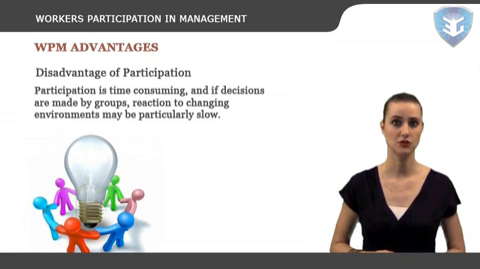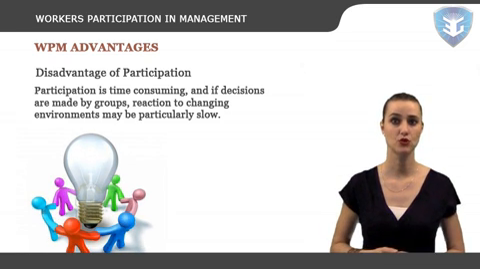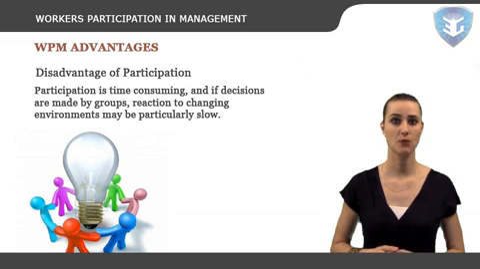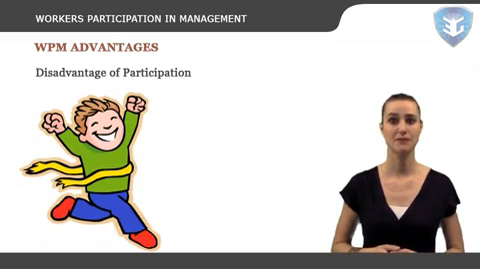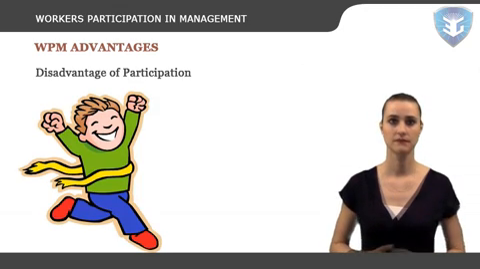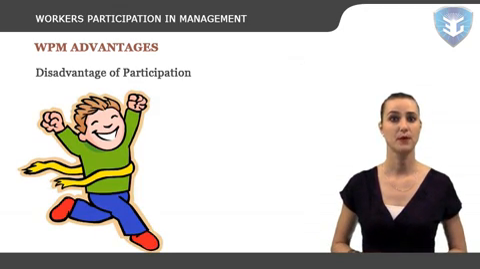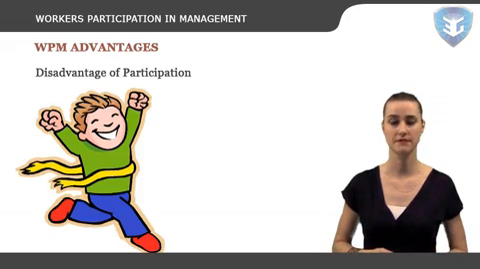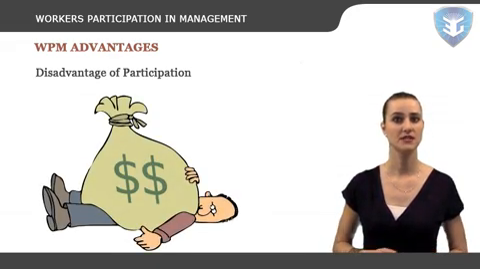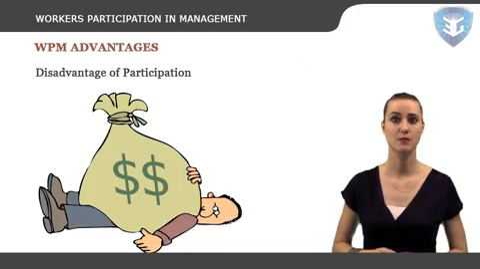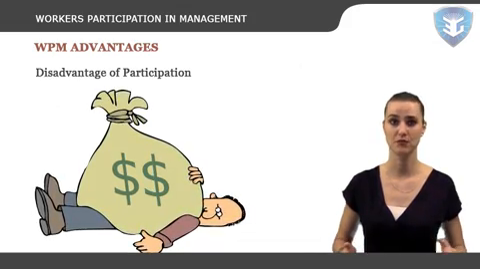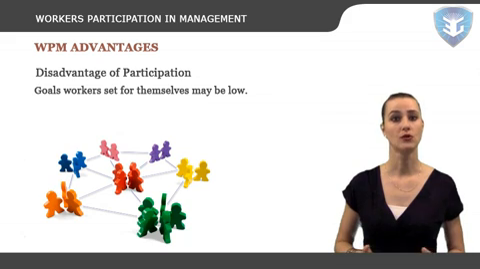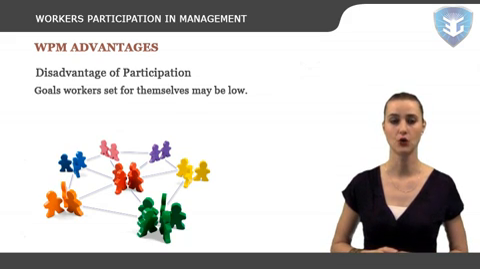Participation is time-consuming, and if decisions are made by groups, reaction to changing environments may be particularly slow. Retraining of employees and managers can be expensive. Once a precedent of participation is established, withdrawal of the right to participate becomes difficult. Cohesive participative groups may unite against management to restrict production and prevent change. Goals workers set for themselves may be low.